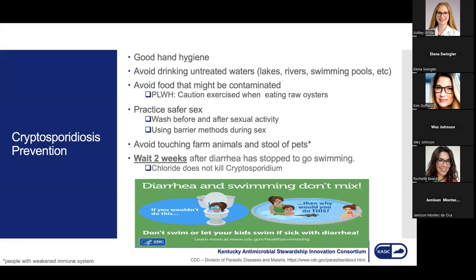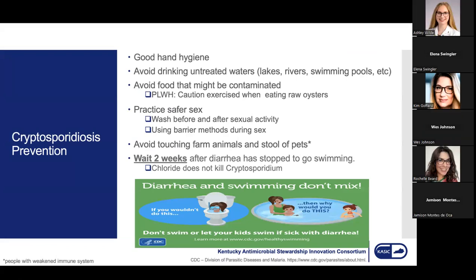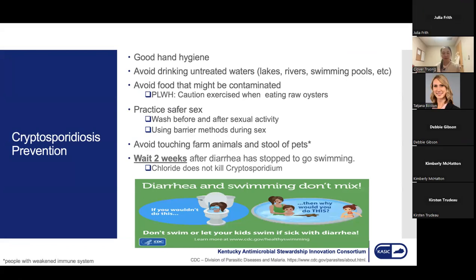So the best way when it comes to managing cryptosporidiosis is to prevent it, right? We don't want a lot of patients getting infected. So how do we prevent it? Since the most common transmission route is ingesting fecally contaminated food or water, some of the common prevention methods are to make sure we have good hand hygiene so that we don't accidentally contaminate things with our hands.